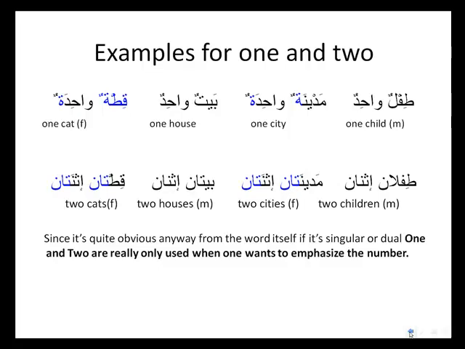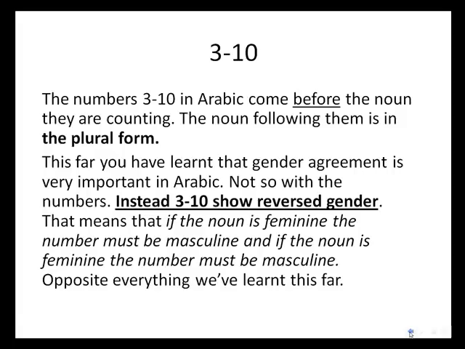Right. Numbers 3 to 10 behave differently. They come before the noun they're counting, not after, like 1 and 2, and the noun following them is in the plural form. Okay? This far should be fine. It's a bit like English, 3 houses, number first, word in the plural form. Now, the difficult part comes here. This far we have worked really hard on remembering that gender agreement is very important in Arabic.